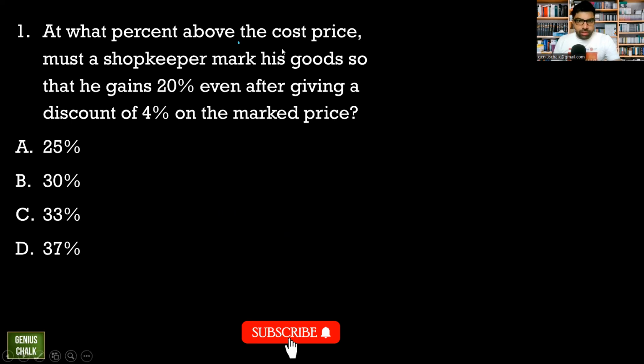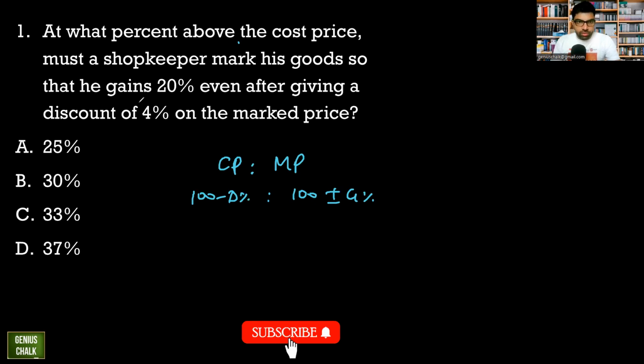At what percent above the cost price must a shopkeeper mark his goods so that he gains 20% even after giving a discount of 4% on the mark price? So you know what is the ratio of cost price and mark price? That is 100 minus discount percent is to 100 plus or minus gain percent. If there is profit, we'll use plus sign. If there is loss, we'll use minus sign.